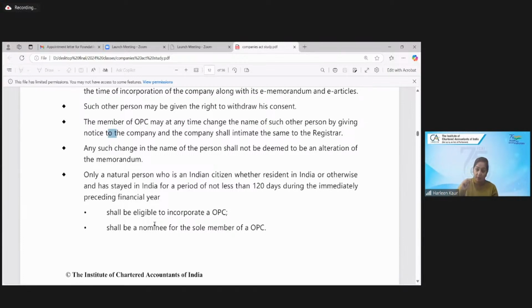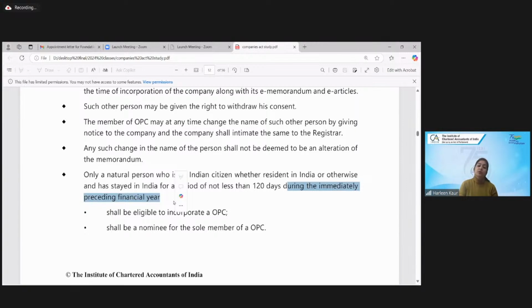So now whatever I'm going to tell you, keep writing down, marking down the points. Number 1 point is only a natural person. Point 2, Indian citizen. Point 3, whether resident in India or not. Point 4, stayed in India for at least 120 days. Point number 5, during the immediate preceding financial year. So there are 5 points in this small line.